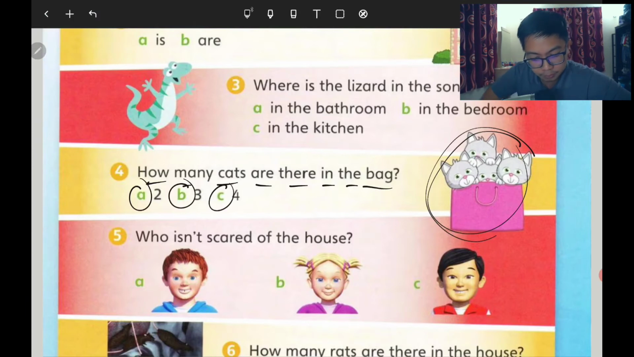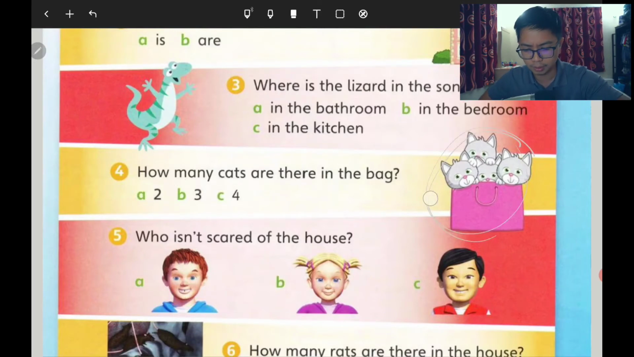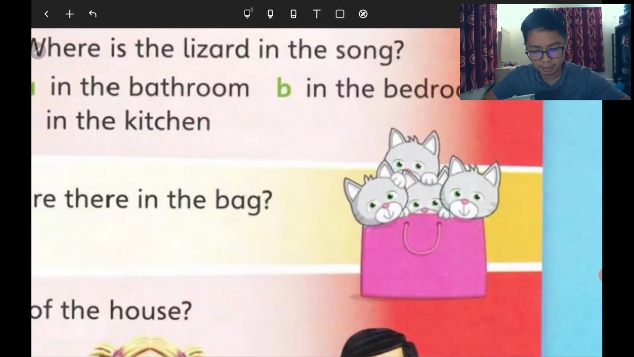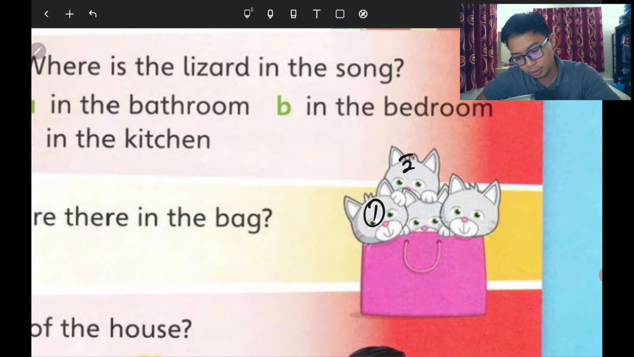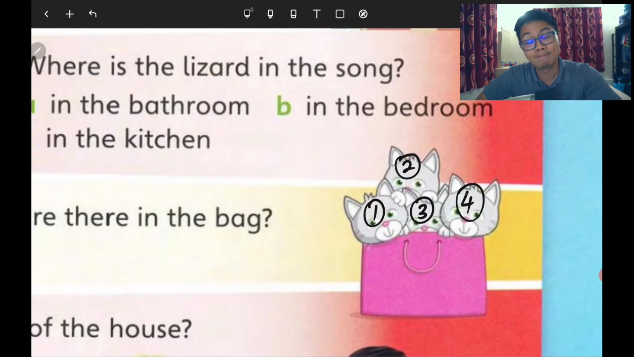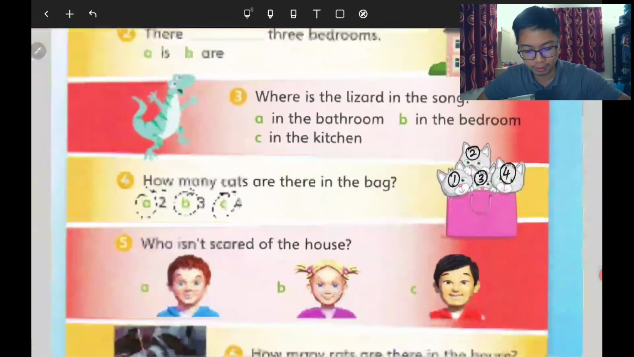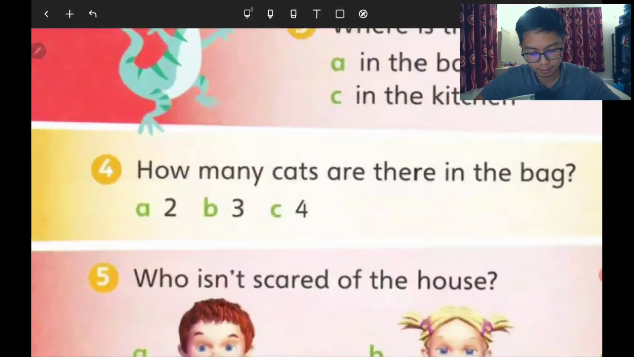Time's up. So what's your answer? It's an easy question. So let's have a look. How many cats? Berapa ekor kucing? 1, 2, 3, 4. 4 cats in the bag.